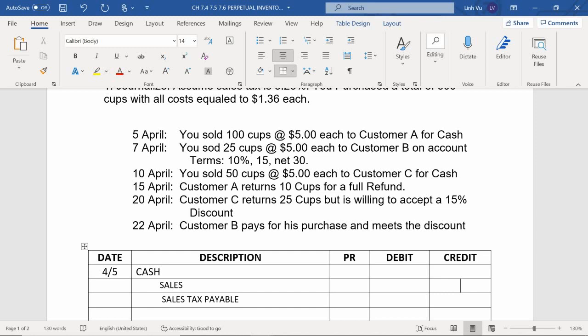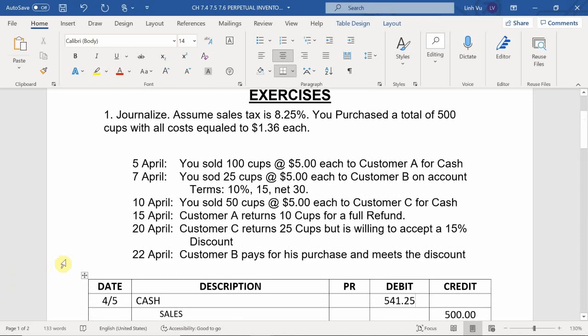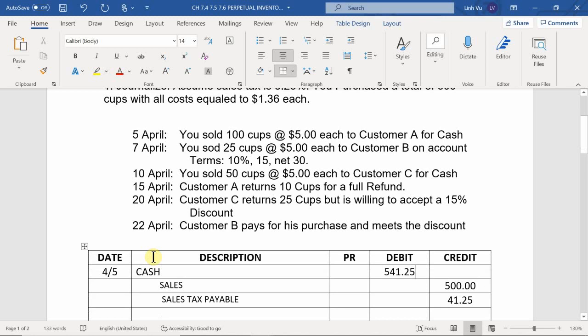So how much was it if I sold 100 cups for $5 each? 500. Okay. How much is tax? $41.25. So how much total cash am I going to be receiving? Okay, good. Now you could put in your description that you sold 100 cups to customer A if you would like. In this case, I'm going to save it till afterwards because we need to also update our inventory, right?